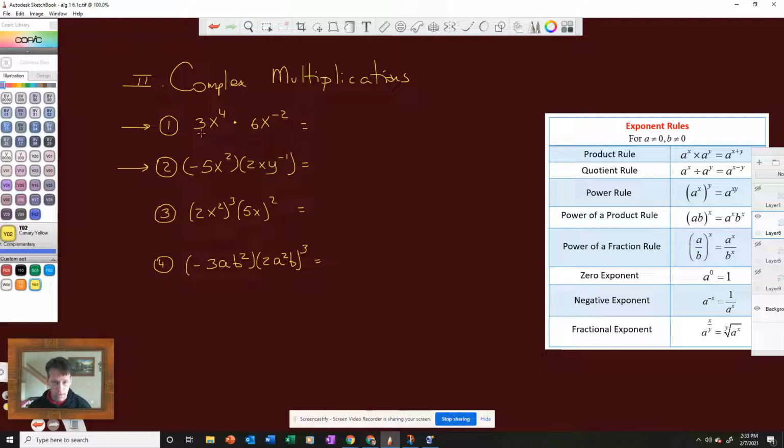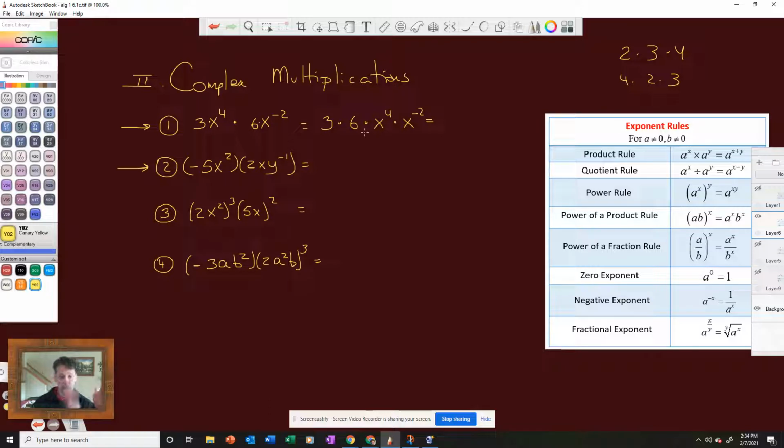We're multiplying. So if we're multiplying, you can kind of think of this as 3 times 6 times x to the 4th times x to the negative 2, okay? So multiplication is commutative. That means it doesn't matter which order you multiply in. You learned this back in 5th grade, that 3 times 2 times 4 is the same as 4 times 2 times 3. It doesn't matter what order you do it in. So that's why I'm doing this. This is 3 times x to the 4th times 6 times x to the negative 2.